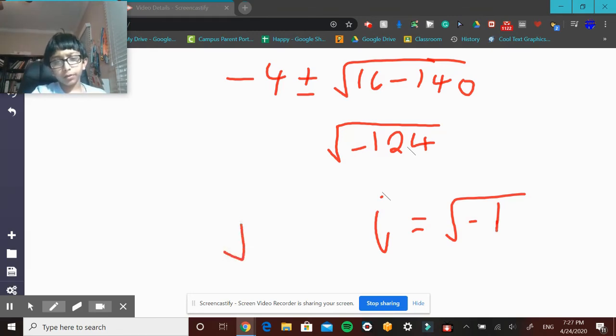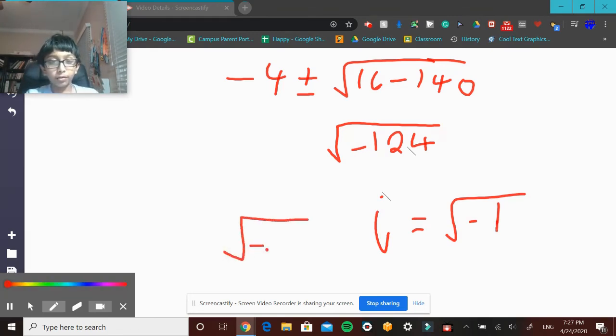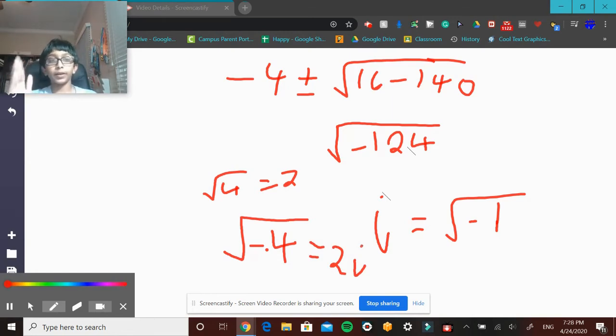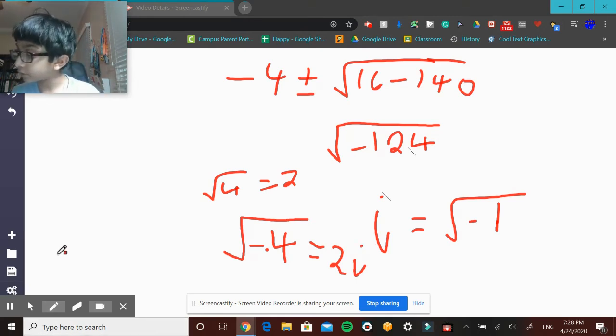So, for example, let's say we had, I don't know, square root of -4. Now, we know that the square root of 4 is 2. So, what is the square root of -4? It's 2i. It's that easy. If you find a negative square root, all you have to do is take the square root as usual, pretending like it's a positive, and then just add that i at the end. For example, if I typed in the square root of -4 on my calculator, it'll show up as 2i.